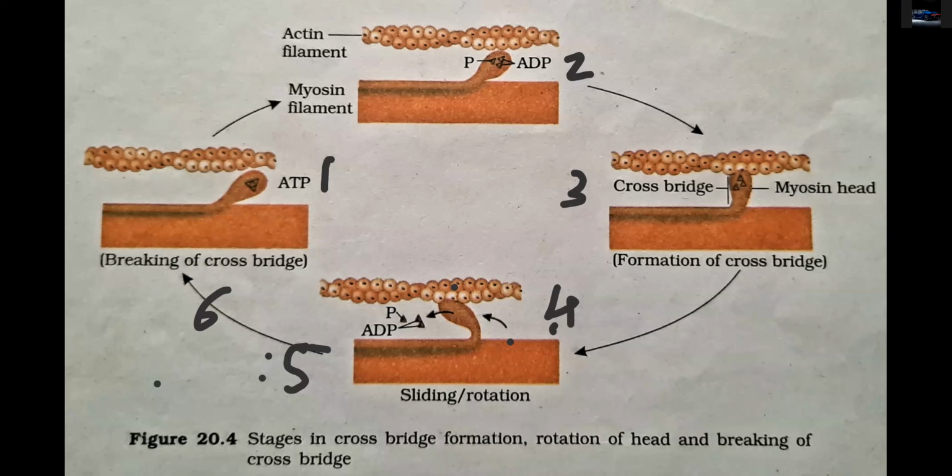Fatima, step 3. Yes, sir. Using this energy, the cross arm attaches to the myosin binding sites on the thin filament to form a cross bridge. Okay. Shreya, 4. Yes, sir. Then the cross bridge curves or bends inward, sliding the thin filament towards the M line of the A band. Very good. 5th, Zanil, 5th.